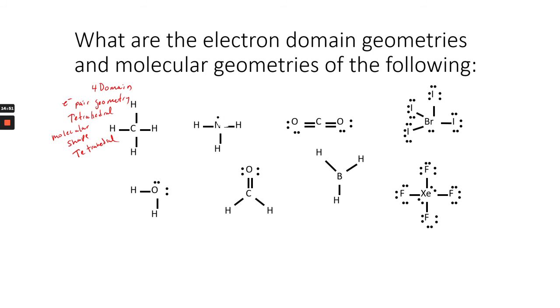So now let's look at this one. This one has 1, 2, 3, 4 domains. I'm going to just use electron instead of writing electron pair geometry. And that is tetrahedral. And I'm going to put MS for molecular shape. We have a lone pair, which you don't see, so that would make it trigonal pyramidal.